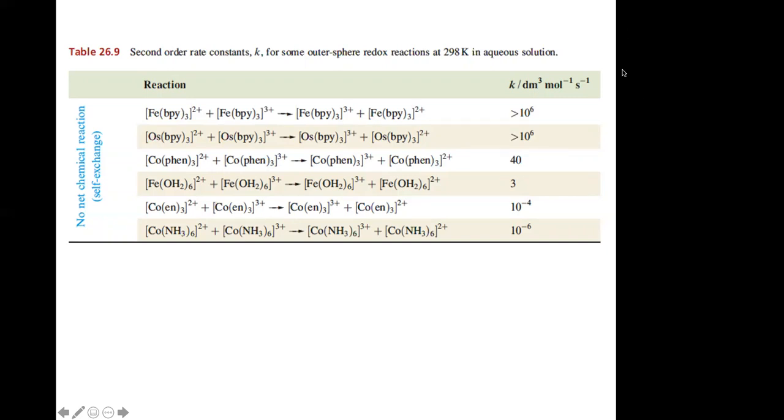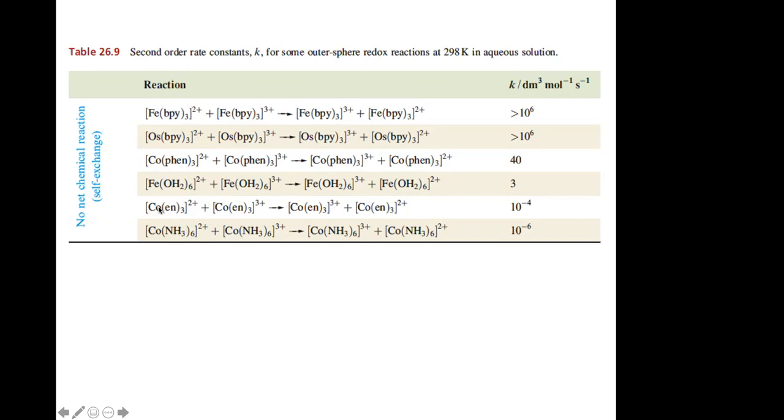Let's start at the bottom. For cobalt-2 hexaammine, the self-reaction with the cobalt-3 hexaammine complex, these are both octahedral complexes, and you can measure the rate of electron transfer between the two. You can see it's actually very slow: 10 to the minus 6 for that rate constant.